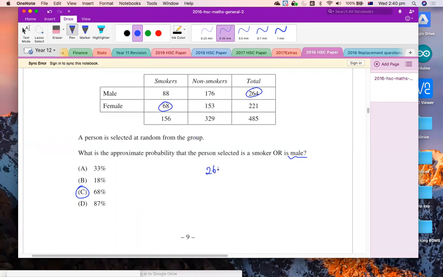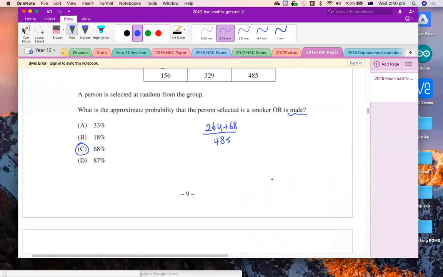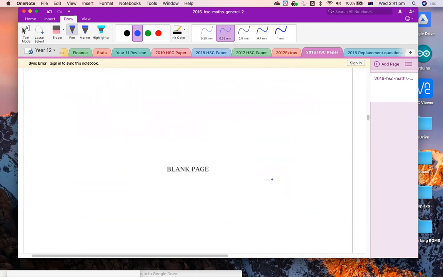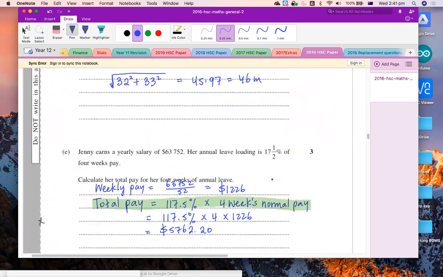So it should be 264 plus 68 over 485. That should give you the right answer. And thanks to Zara for pointing that out for me, because I just completely thought of it in a different direction. Okay, so in today's homework, no, yesterday's homework, where is it?